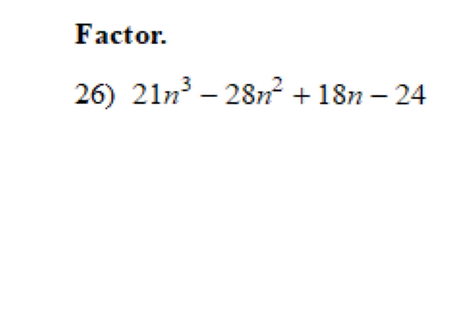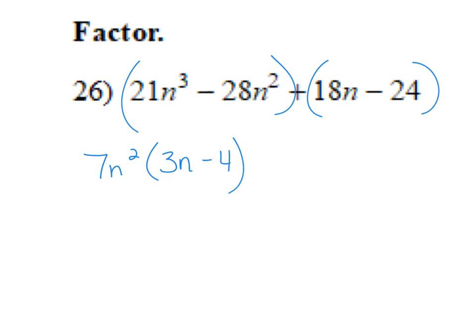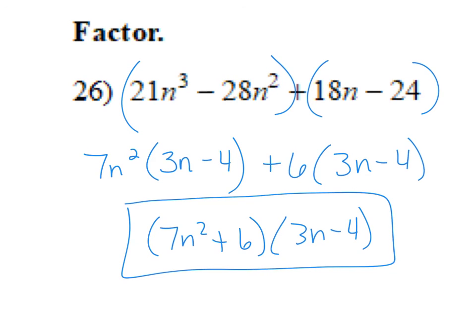All right, 26, we're going to factor. So this is 4-term grouping. So I'm going to go ahead and group it off. Now my first grouping here, I get a 7 and an n squared. And so that'll give me 3n minus 4. On the second part here, I'm going to pull out a 6 and get 3n minus 4. So now rewrite the outside, 7n squared plus 6, and then write down your inside of 3n minus 4. And that's going to be your answer there.